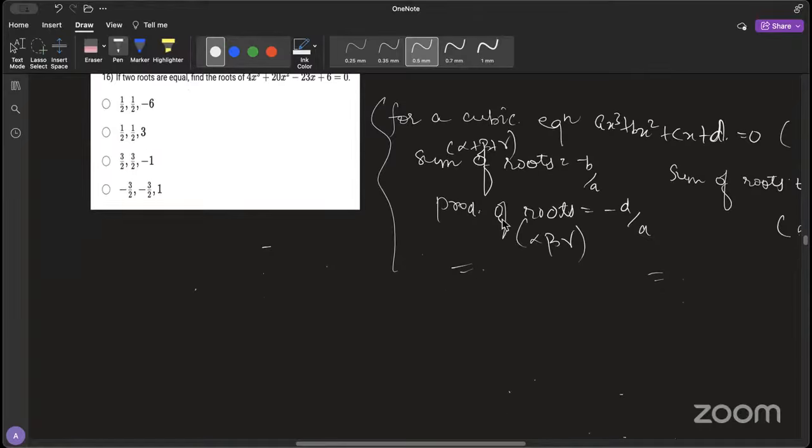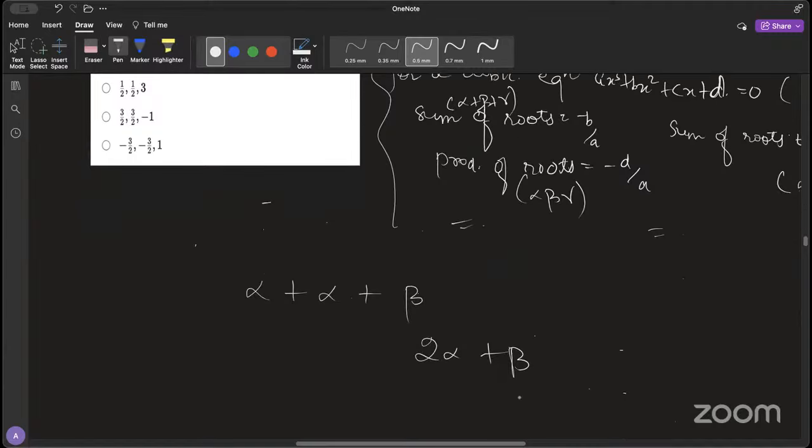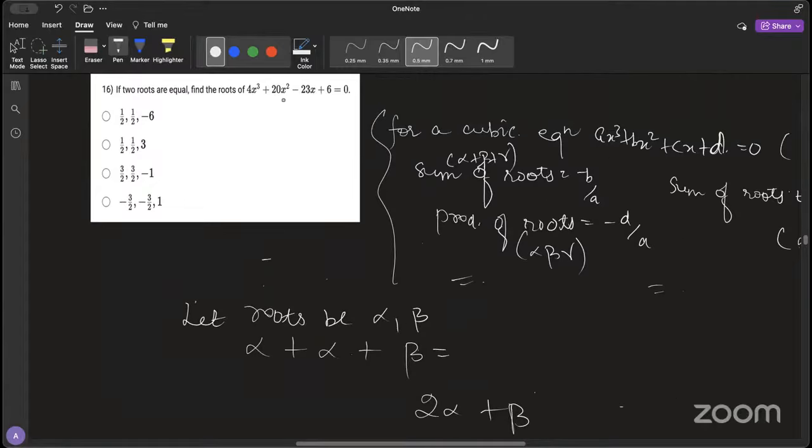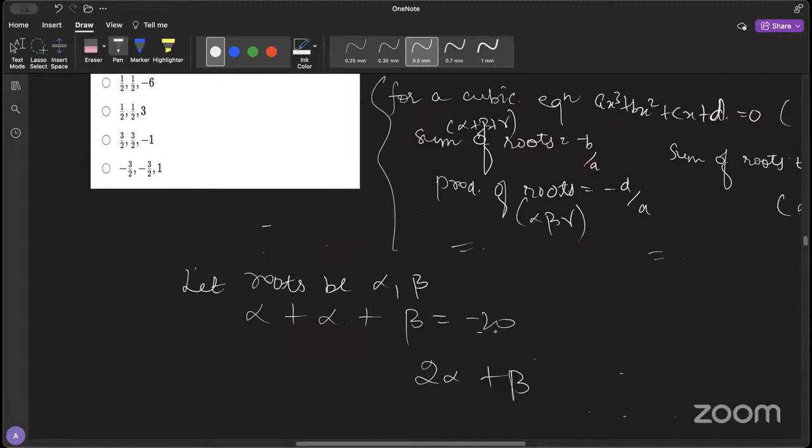Okay. So two equal roots are alpha, and let's say the other root is beta. So you'll have two alpha plus beta. Now you have two variables here, one is alpha, the other one is beta. You have to find the roots, right? So let the roots be alpha, alpha, beta. Then the sum of roots should be minus d by a, and minus d by a is minus 20 by 4. So it's minus 5.